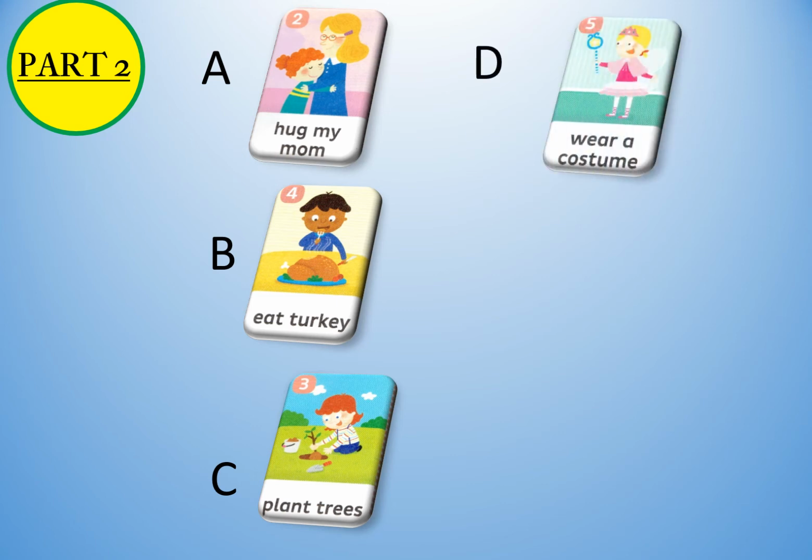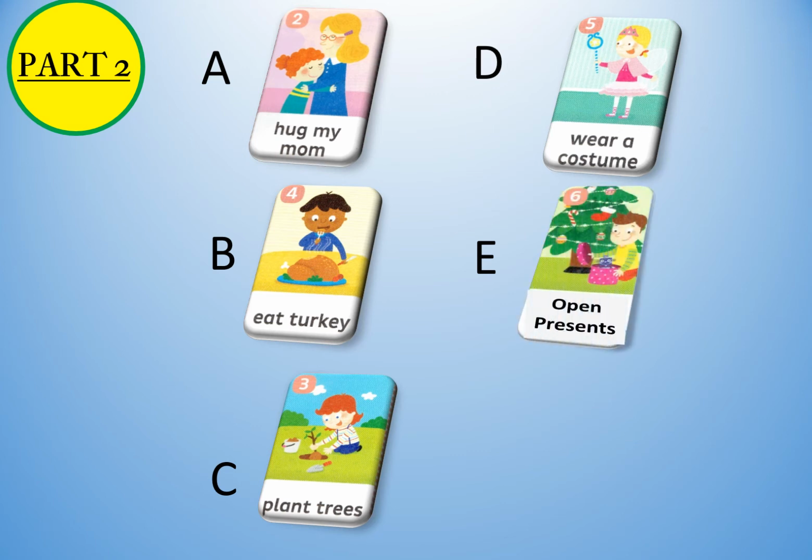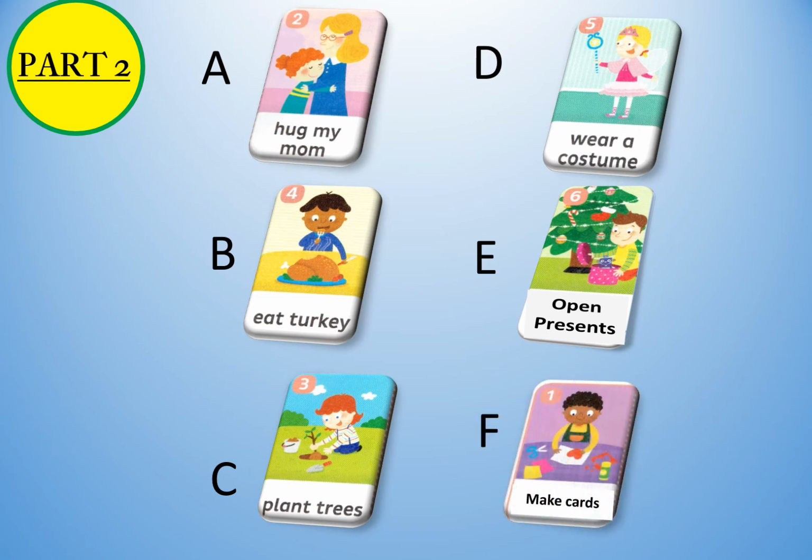D, number 5, wear a costume. D, 5. E, 6, open presents. E, 6. And F, 1, number 1, make cards. F, 1. A, 2, B, 4, C, 3, D, 5, E, 6, F, 1. Please check your answers now with your coloured pencil.